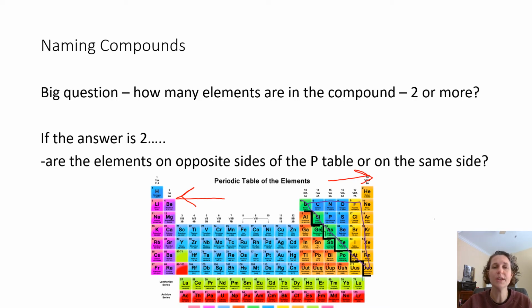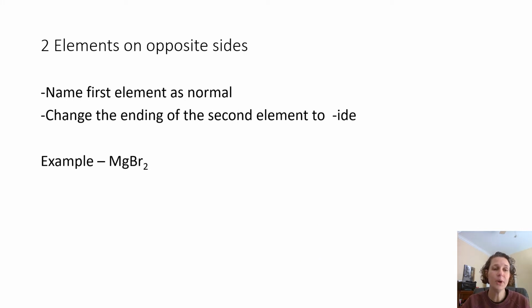And that will make a difference as far as if you will need to use prefixes or not. All right, so now if you have elements on opposite sides, this will be probably the easier ones to name because you don't really have to add anything extra except the ending. So the first element you name as normal, whatever it is, you just write that name down. The second element, you will change the ending to IDE. So there's that IDE ending. We've already talked about that a little bit.